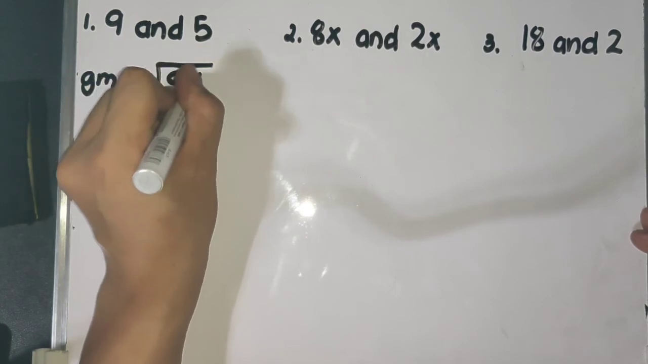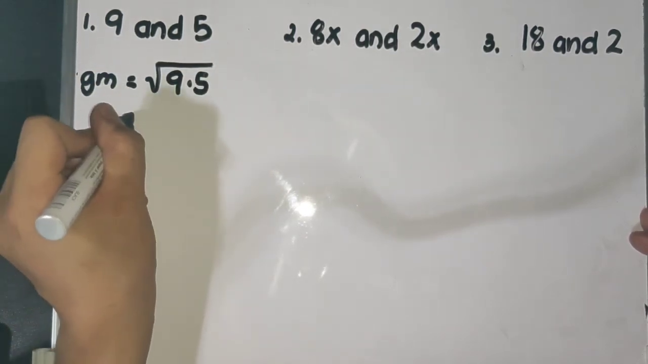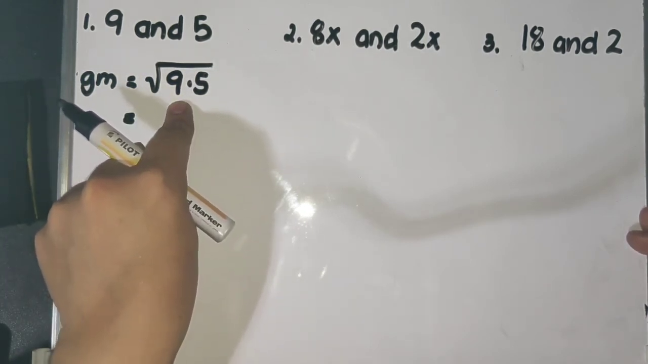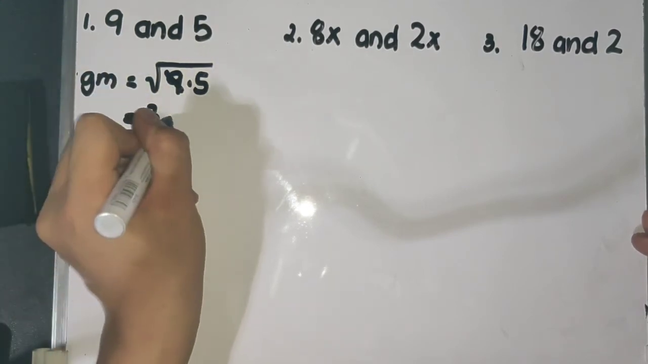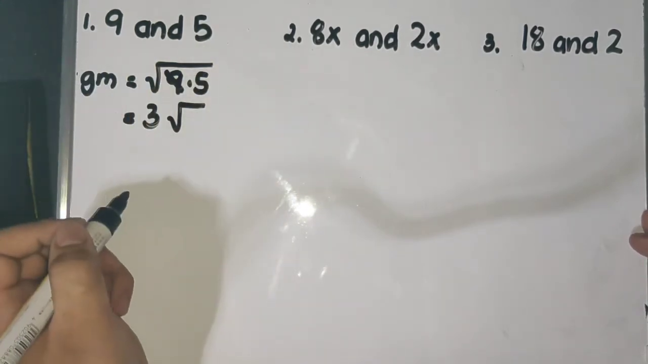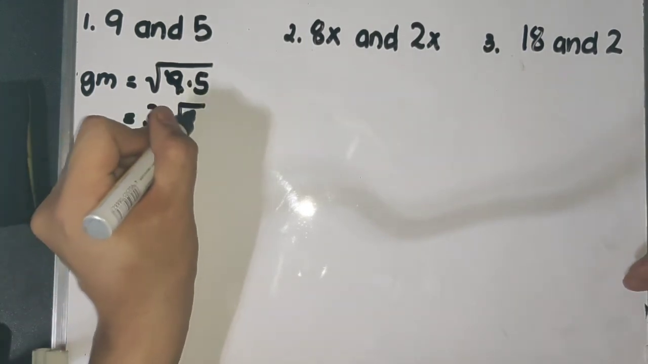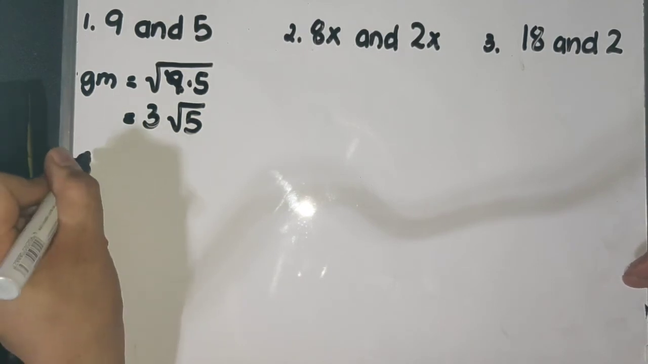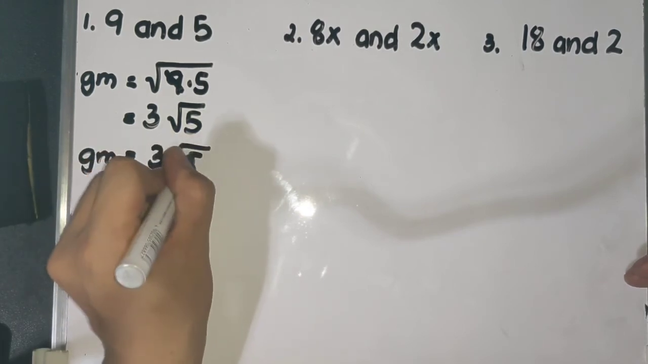So 9 times 5. Okay, next is, ano bang square root ng 9? Meron. So, square root ng 9 is 3. So, wala nang 9 sa loob. Nasa labas na siya, 3. Square root of 5, meron ba? Wala. May factor ba siya na mayroong perfect square? Wala din. So, iiwanan siya sa loob ng radical sign. So, ang ating geometric mean will be 3 square root of 5.